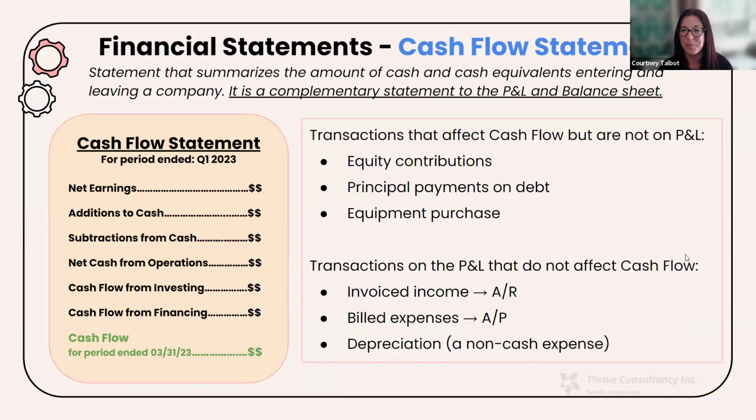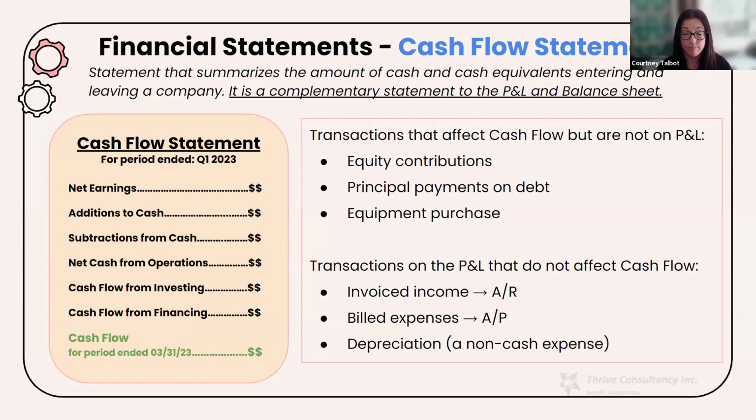Let's go to the next slide. Here are a couple reminders of things that can affect cash flow, but may not be on a profit and loss. So for example, transactions that affect cash flow, but are not on the profit and loss would be equity contributions. For example, maybe one of the shareholders says, well, I have some extra money that I would put into the business. That is going to increase our cash, right? But that's not going to go anywhere on our profit and loss because our profit and loss is just for revenues and expenses. An equity contribution by a shareholder is neither of those.